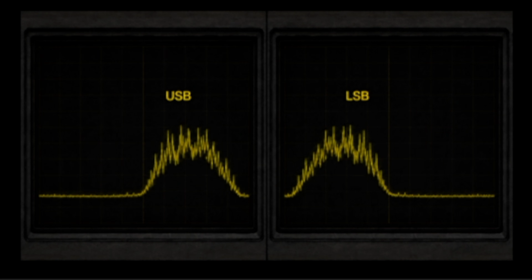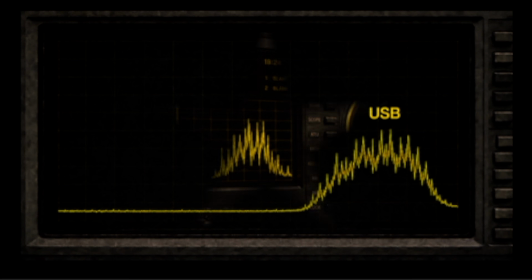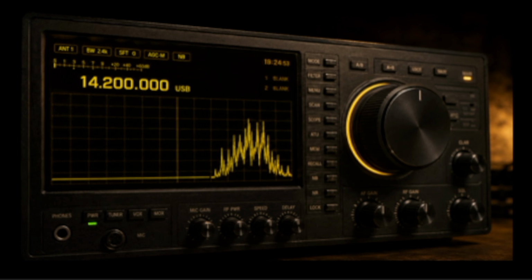Remember, the upper sideband and the lower sideband both carry the same speech information. They're simply mirror images of one another. Since both sidebands contain the same information, only one is needed. So the transmitter removes one sideband, leaving just a single sideband to carry the information. And that's where the name single sideband comes from. One sideband and no carrier.